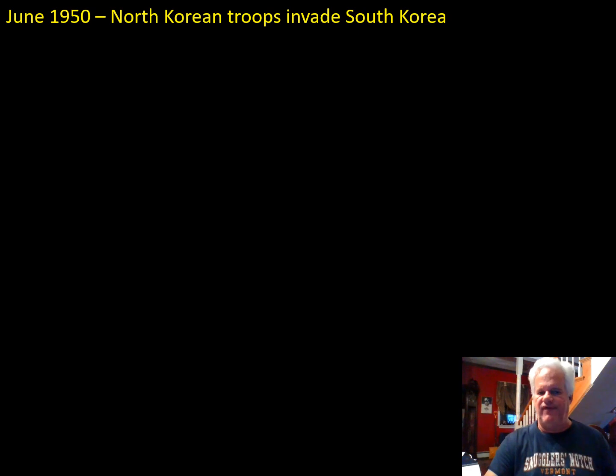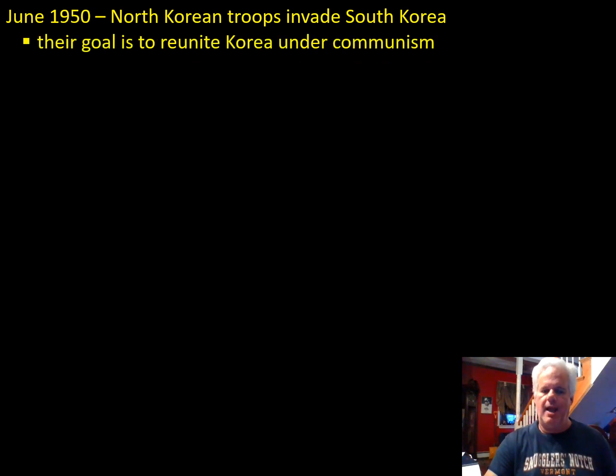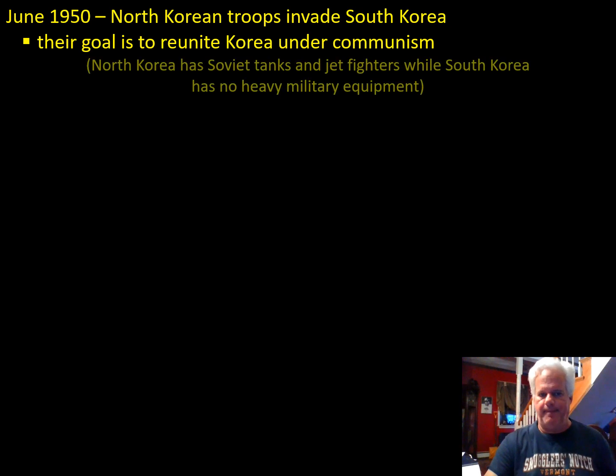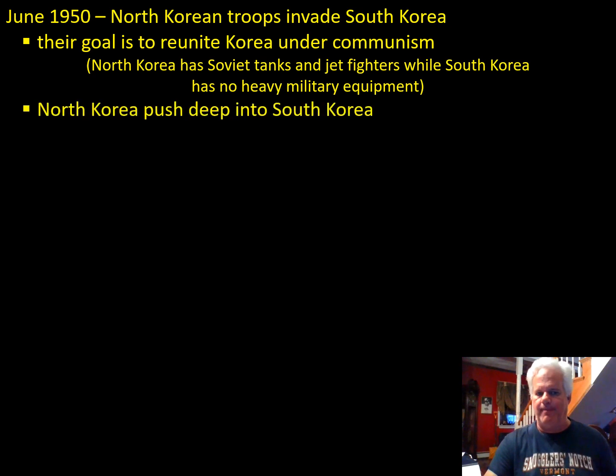Now, in June of 1950, North Korean troops invade South Korea. Their goal is to unite, or I should say reunite, Korea under communism. The North Korean military forces have Soviet tanks, Soviet jet planes, other Soviet equipment, and it's a real strong military. South Korea really doesn't have very much. So it becomes no contest.